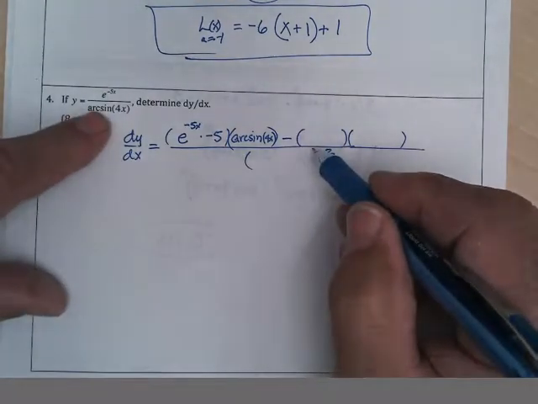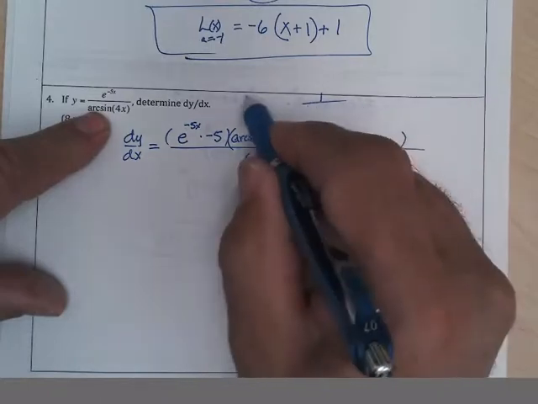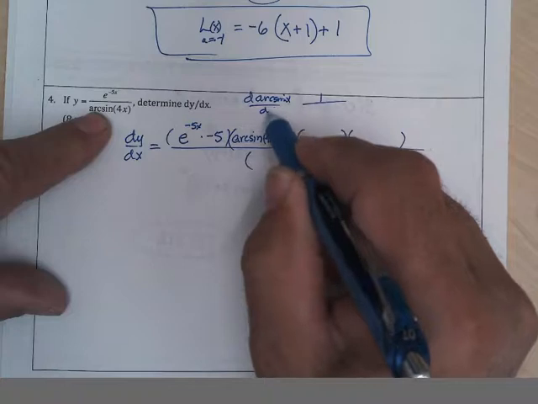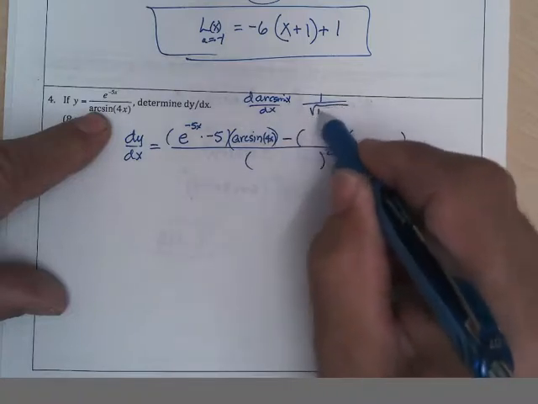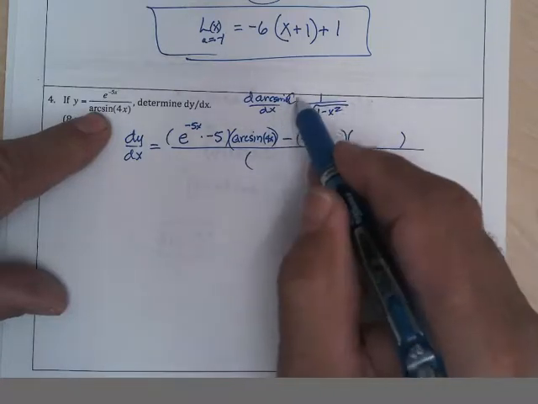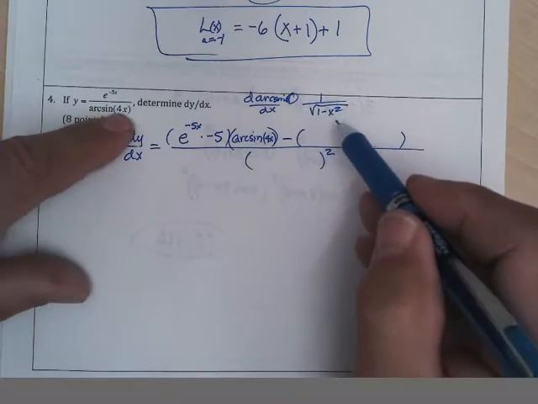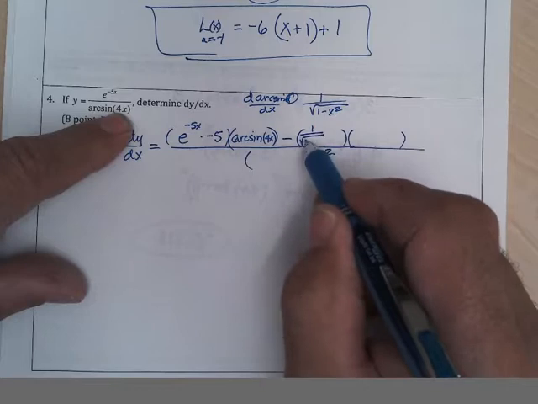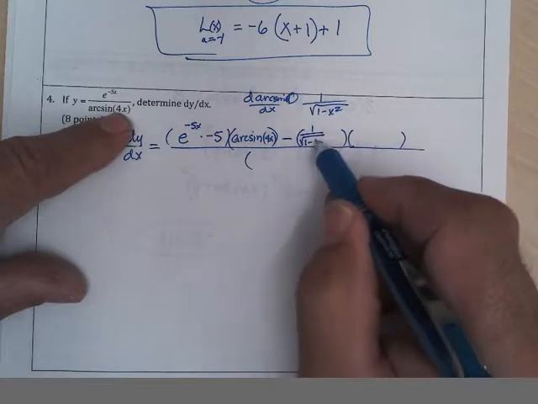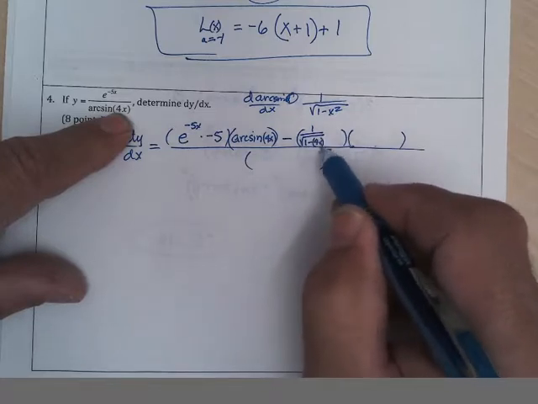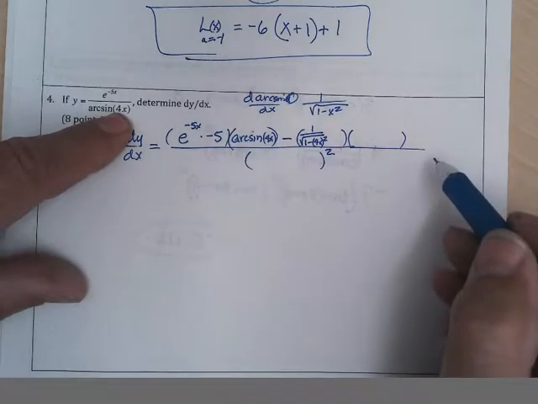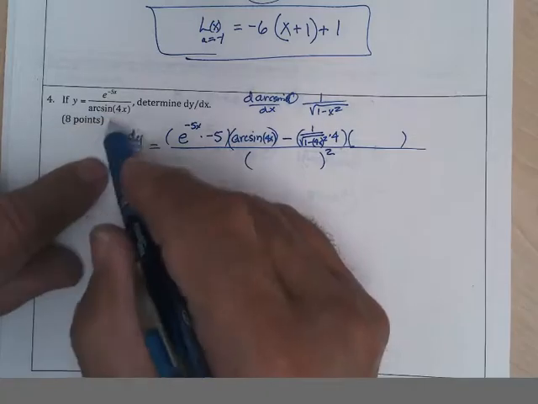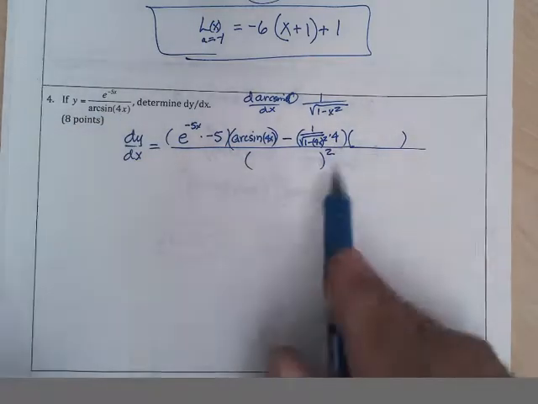Now the derivative of arc sine of x dx is 1 over the square root of 1 minus x squared. So whatever's inside goes in here. We have 4x, so it's 1 over the square root of 1 minus 4x quantity squared, times the derivative of the inside, which is a 4. The derivative of 4x is 4. So that's the chain rule.